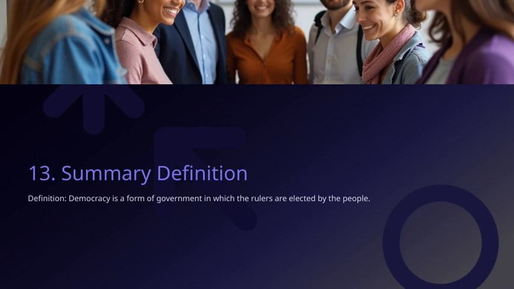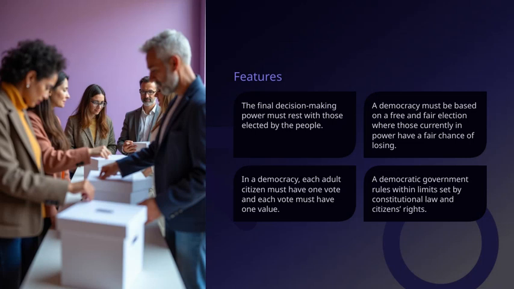As we've seen throughout this presentation, understanding this definition helps us grasp why democratic systems are valued for promoting fairness and accountability. Ultimately, democracy is about ensuring that the government serves the people's interests, with leaders accountable to those they represent. Now, let's talk about the key features that define a democracy.